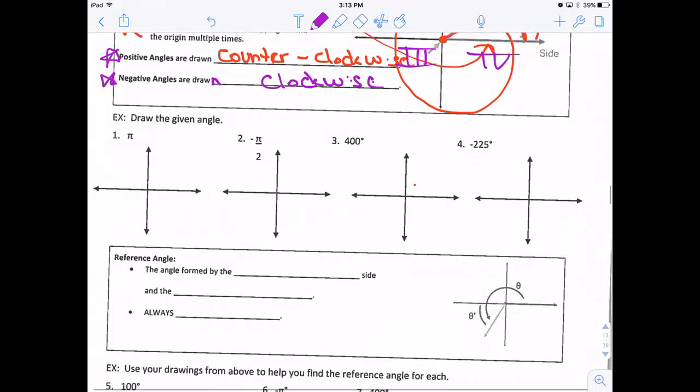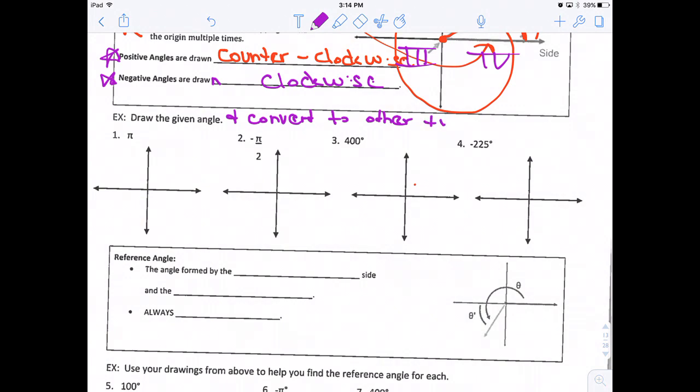It says draw the given angle. Well, you're not even going to just draw the angle, you're going to also convert to other types of angle measure. So if it's given to you, like in this number 1, it's given to you in radians. Notice it doesn't say pi radians, it just says pi. That is going to equal 180 degrees.